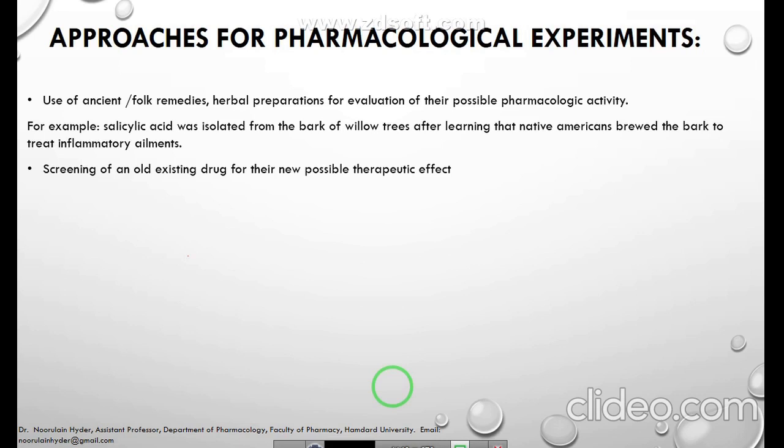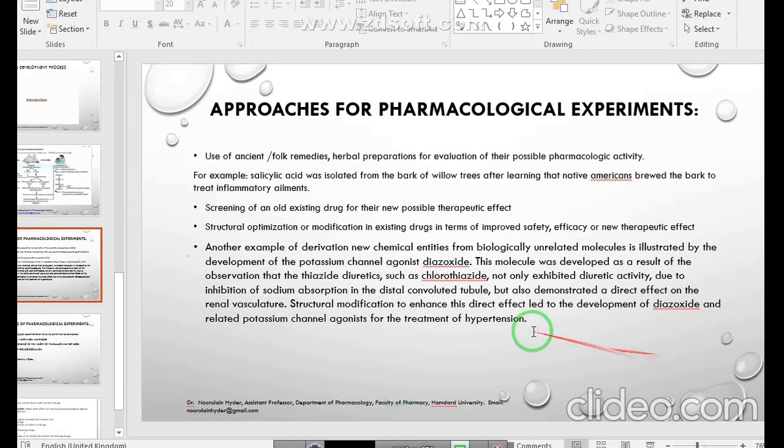Examples are atorvastatin. Atorvastatin is a cholesterol lowering drug found to be effective in reducing symptoms of multiple sclerosis. It is a disease in mice, leads to the development of drug with new pharmacological activity. So let me write it over here.